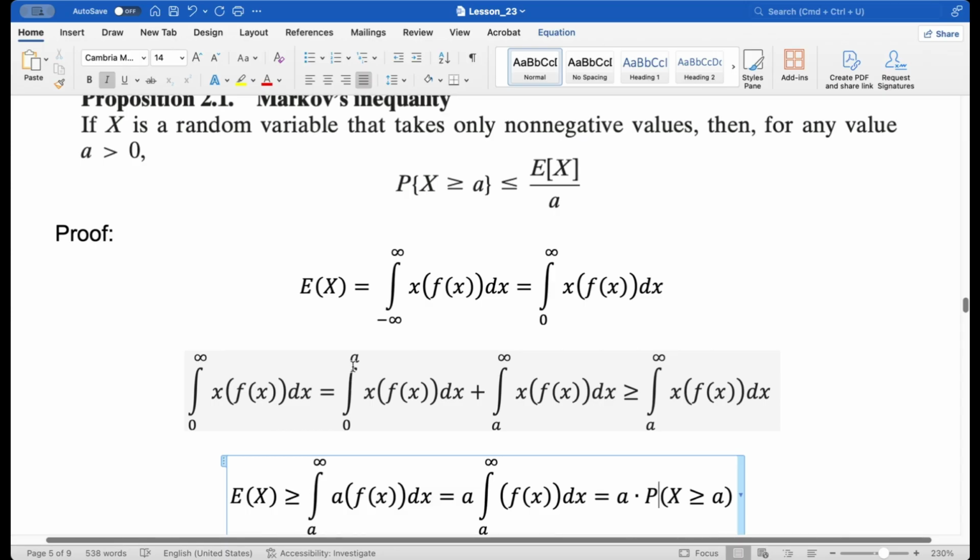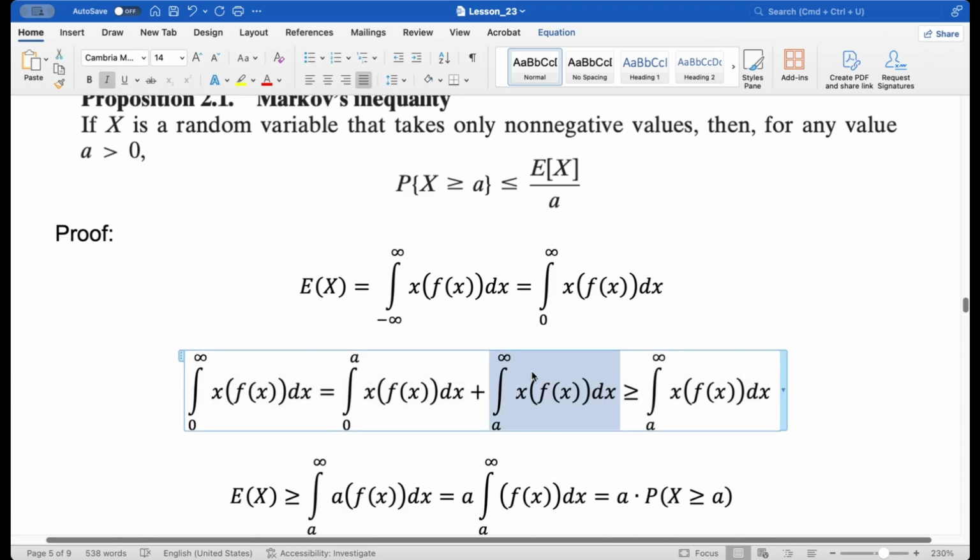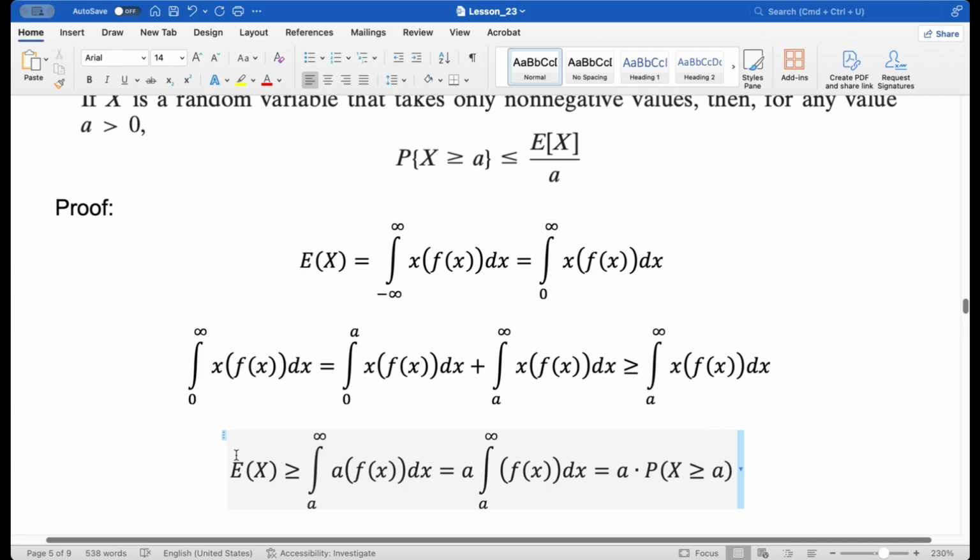This will be non-negative. So we can say that this integral here, integral of x times f of x dx, is greater than or equal to the second piece. The first piece is non-negative. It can only keep it the same or make it bigger. So we have this inequality that this total is greater than or equal to the second piece from a to infinity. So we have the expected value of x is greater than or equal to this integral from a to infinity, x times f of x dx.